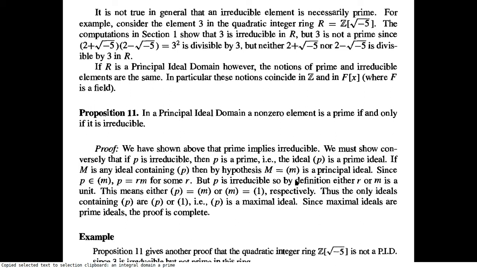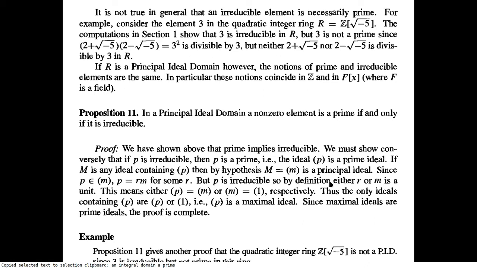The thing is, every ideal in a PID is a principal ideal, so this is also a principal ideal generated by some element M. This ideal P is contained in this principal ideal. So you can write P in terms of some multiple of M, so P equals RM, but P is irreducible, remember? So by definition, either R is a unit or M is a unit. So this means either the ideal generated by P is equal to the ideal generated by M, or the ideal generated by M is just the unit ideal, right?